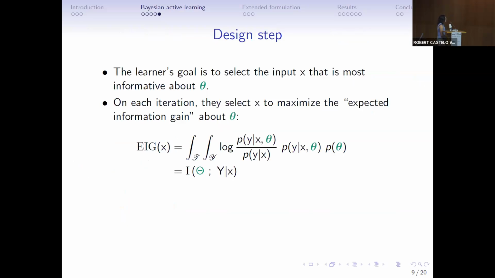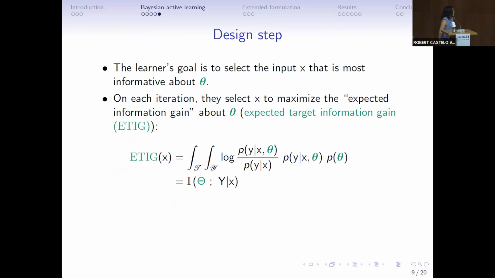All right, so again, even in the presence of nuisance parameters, what we care about is, are we learning theta well? So our design step is actually going to look very similar. We want to select the value of X that maximizes information about theta. I'm going to refer to this measure as the expected target information gain, just to disambiguate it from other information theoretic measures I'll talk about later.